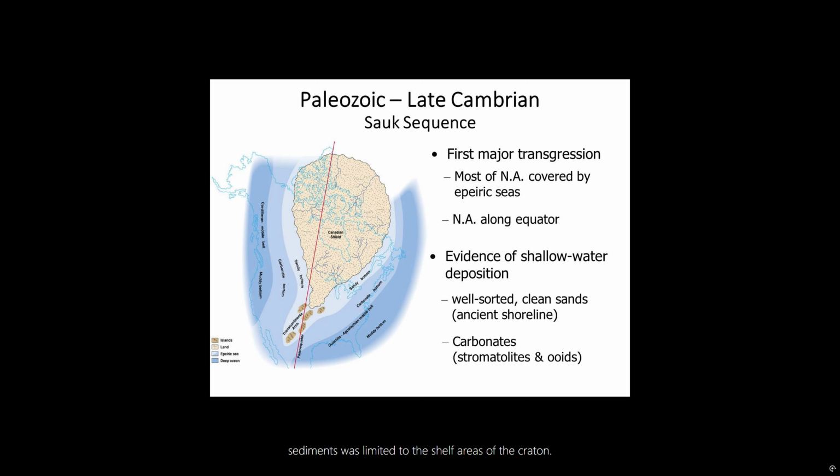On the map, you can see the exposed land and epeiric seas of the Sauk sequence. This map is the location of the continent during the late Cambrian. We know there were epeiric seas due to the types of rock deposited. In fact, we can delineate where ancient shorelines were located by the clean, well-sorted sandstones, and where the shallow water areas were due to carbonate deposition with the presence of stromatolites and ooids.